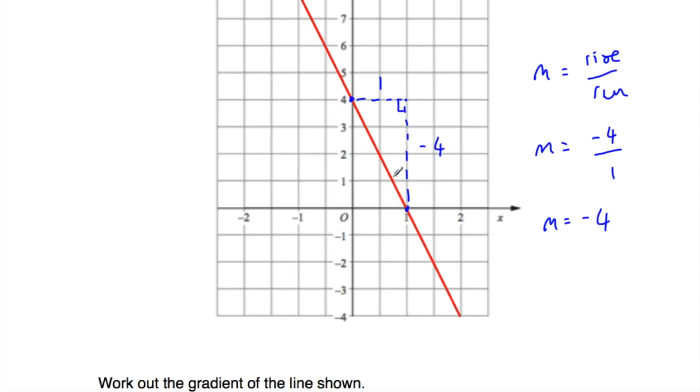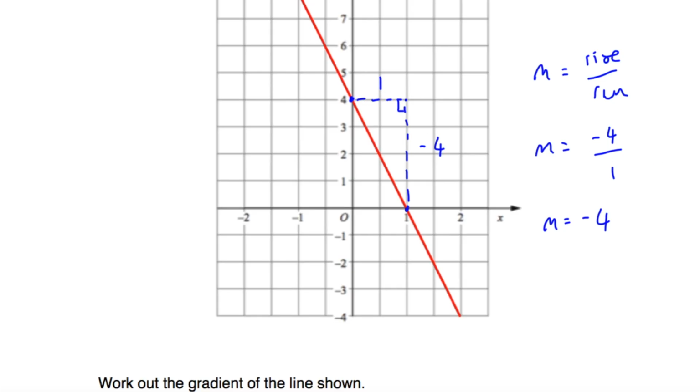And again, that's another question to be careful about, because if we look at that horizontal scale, it's not going across in ones, it's actually going across in halves. So you need to be careful when you're finding that run that you're going 1 unit across, rather than thinking you're going 2 across because of the boxes. You're going 1 unit across from 0 to 1. So the run will be 1.